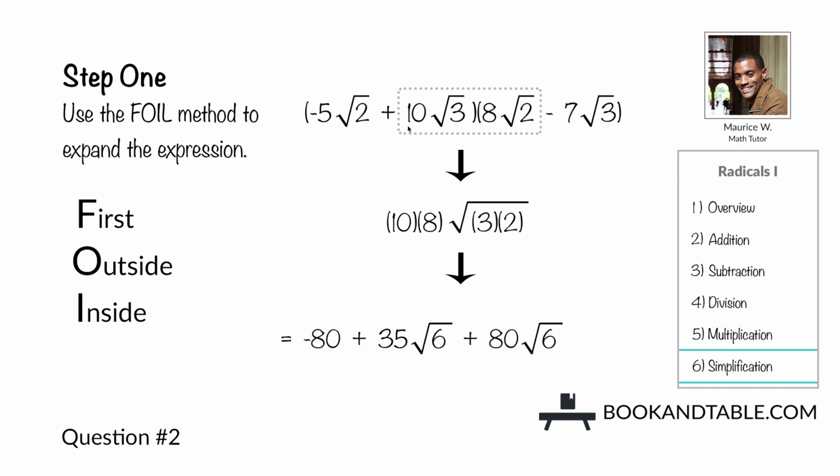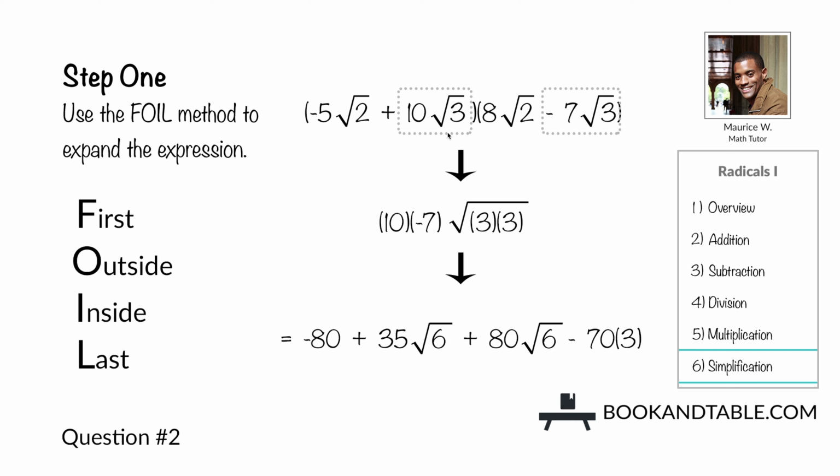So the next step is to multiply the inside terms. Positive 10 times positive 8 gives you a coefficient of positive 80. Multiplying the radicals gives you radical 3 times radical 2, which gives you the square root of 6. And then you multiply the last term in each binomial. Positive 10 times negative 7 gives us a coefficient of negative 70.